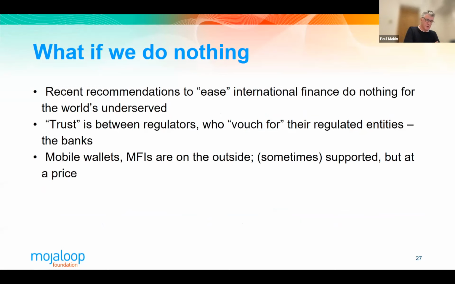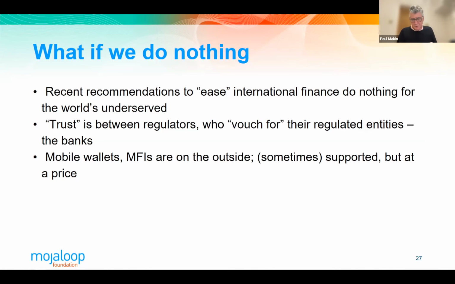We're seeing a lot of activity at the moment, trying to ease international transactions, trying to ease the compliance burden. But if you actually dive into them, they're largely made by institutions in the developed, the industrialized world, which are very focused on banks. They follow the model that trust is actually between regulators. So the regulators say that they carry out due diligence on the national financial institutions, and FATF, through a series of... the world of FATF is a world of acronyms.